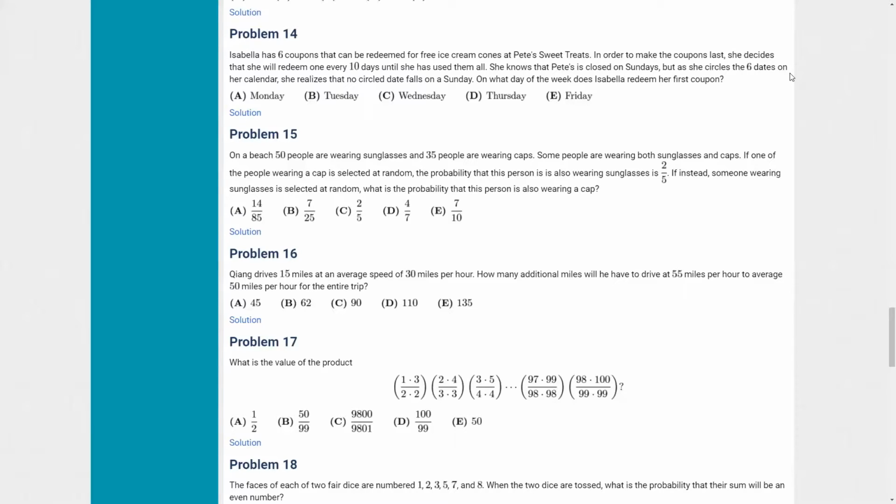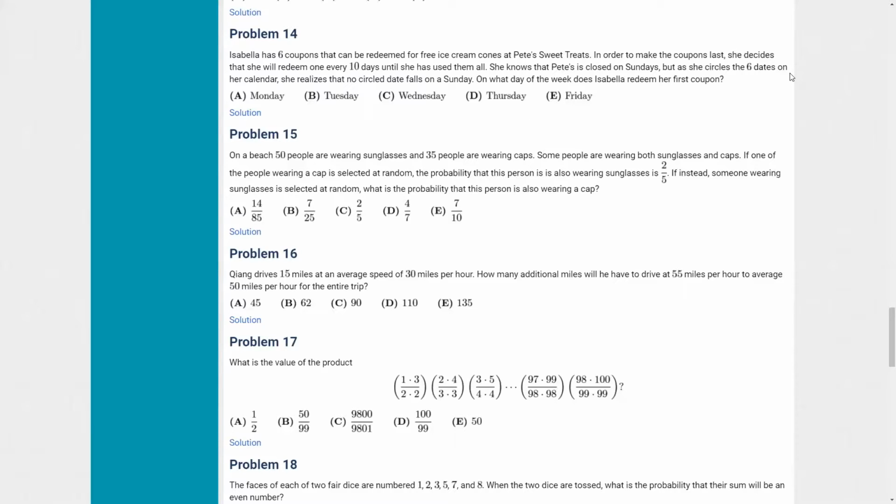We're going to find the last day that she redeems, her 6th coupon. And how I'm going to do that is I'm going to pick the date that she does not ever want to pick, which is Sunday. So what happens?